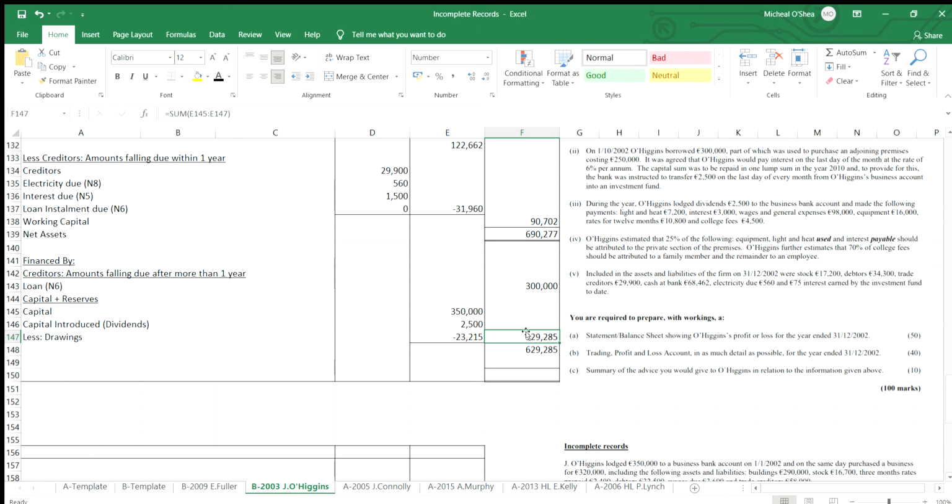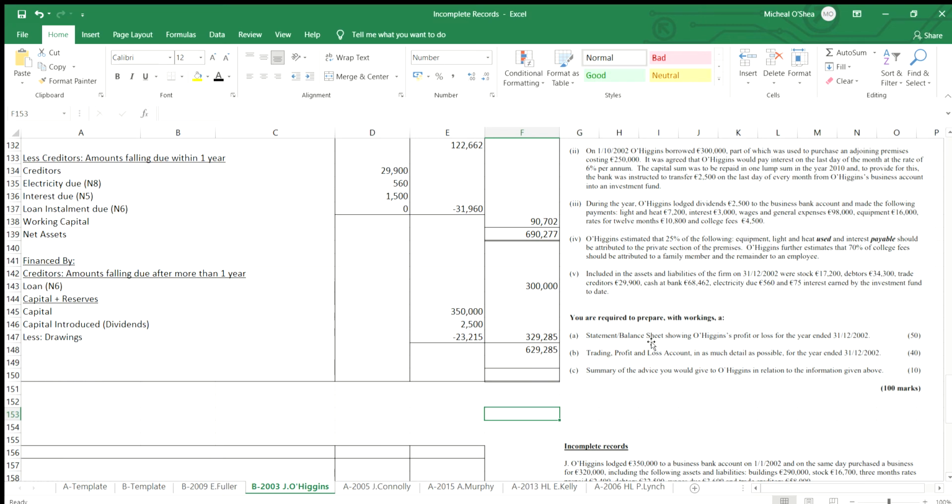23,215, and two of these figures added up minus my drawings gives me 329,285. If I add now my loan that I owe plus all the capital and reserves, there's 629,285. So I've worked out my finance buy down to a total of 629,285. But I know that I haven't been able to work out my net profit. So how could I work out my net profit?